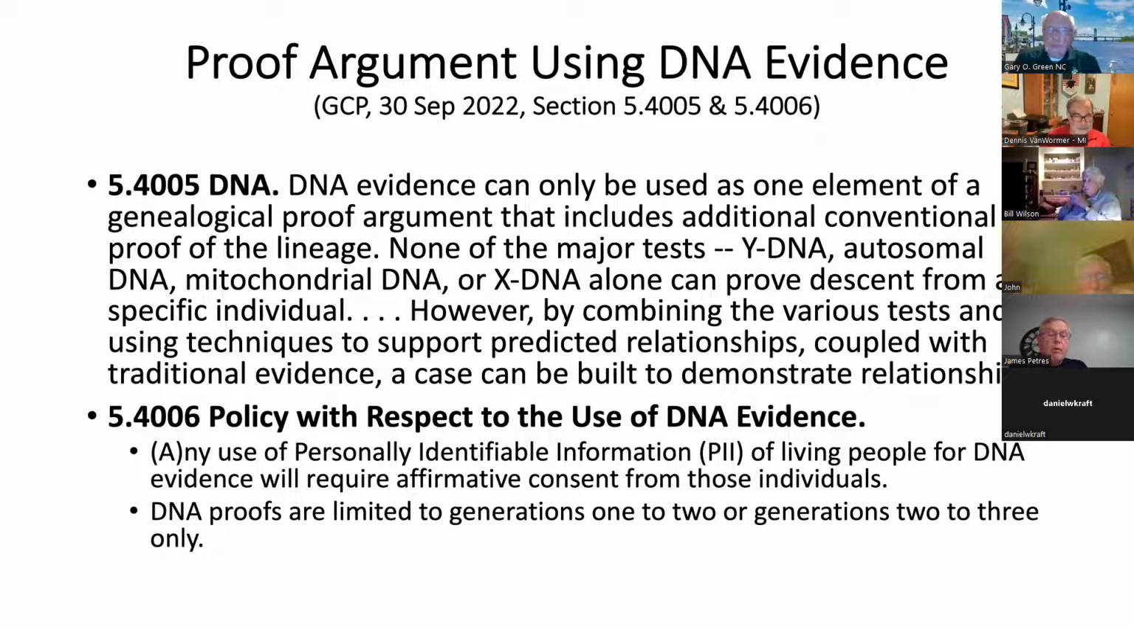And the other point in the policy is they've limited the proofs to either generations 1 to 2 or generations 2 to 3. For the first short period of time when they opened it up, it was 1 to 2 only, but after some review, it was decided that you could go to 2 to 3 also with a similar amount of work required, but you're only allowed to use one DNA proof argument in an application. You can't do both of those generations. And I will give you some more details on that as we go along.